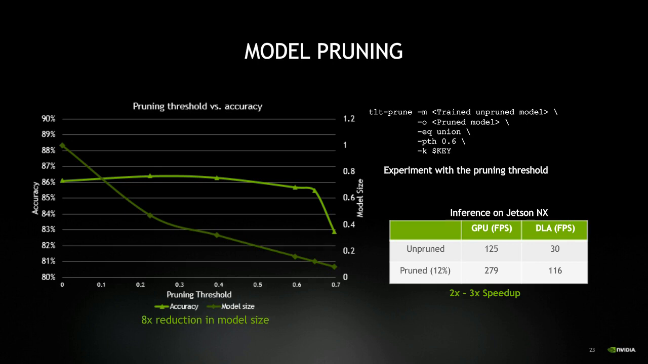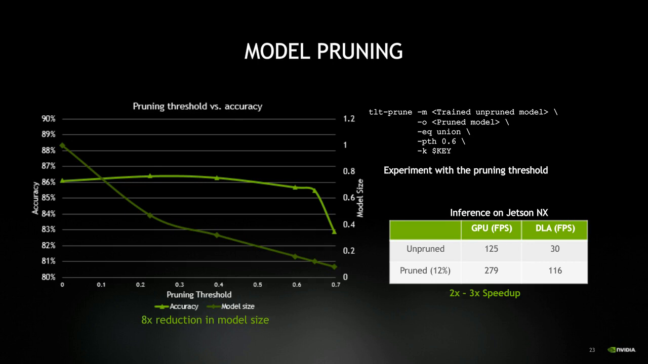The biggest benefit of pruning is a significant improvement in inference performance. The table shows the inference performance of our face mask detection model on Jetson NX with an unpruned and a pruned model. Our 8x pruned model provides roughly 2 to 3x increase in performance. The performance gain is directly correlated with the pruning threshold.